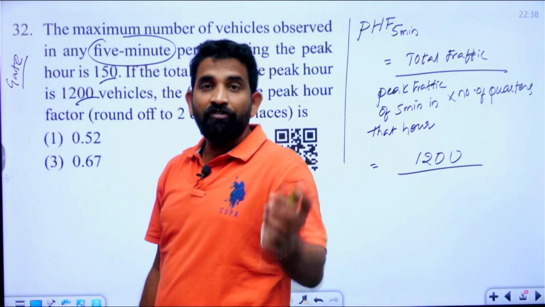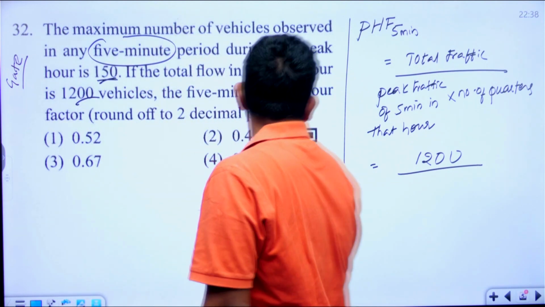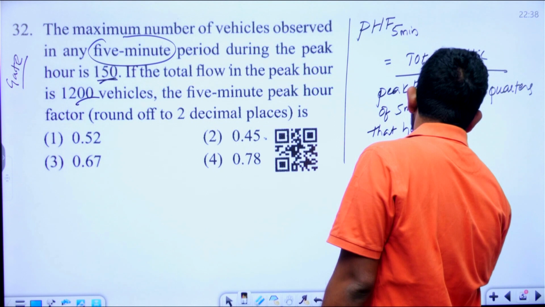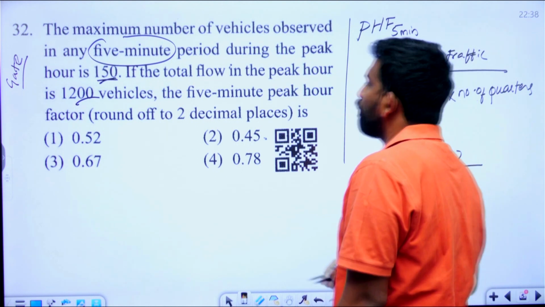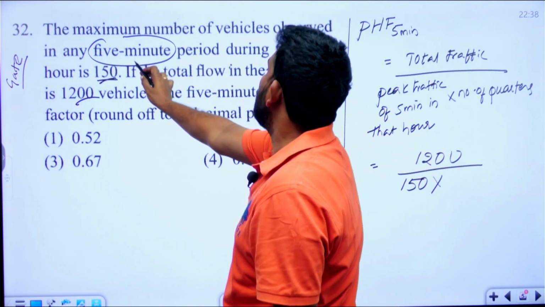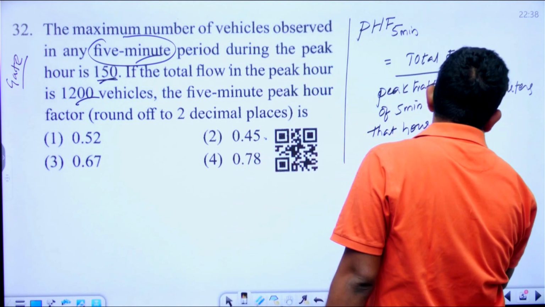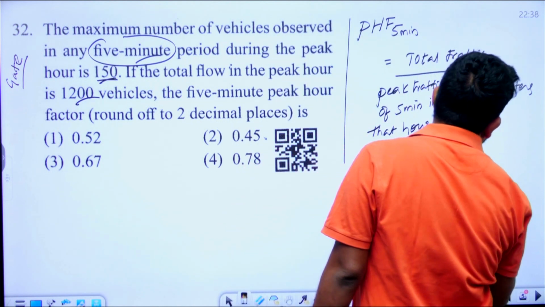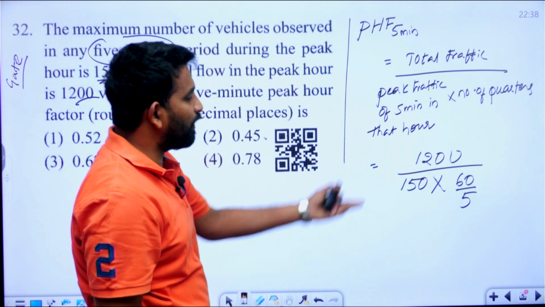So we have to take the 5-minute PHF. The peak traffic observed in a 5-minute duration is 150, multiplied by the number of quarters. So it is a 5-minute PHF. For an hour, we will have 12 quarters, that is nothing but 60 by 5. So 12 quarters will be there.